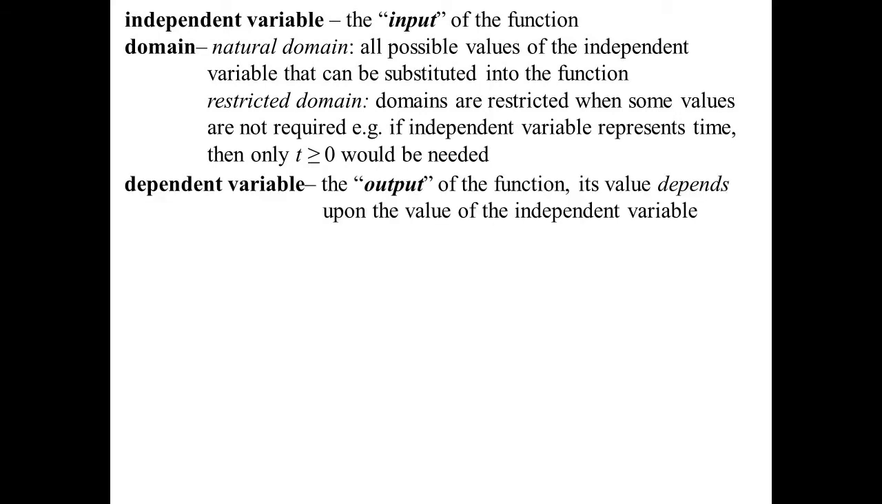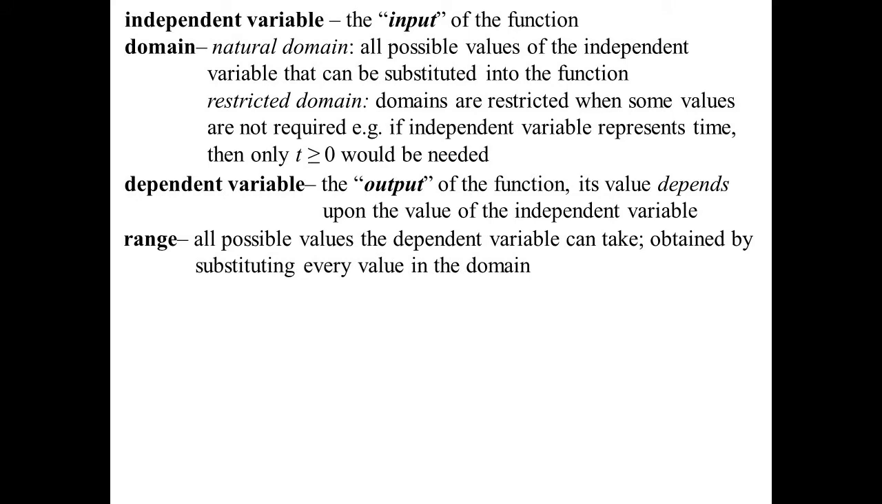Now, the dependent variable then is the output. Its value depends on what you substitute in. So that's what we call the dependent variable. And so when you're drawing your graph, the independent variable always goes on the horizontal axis, and the dependent variable always goes on the vertical axis. Range then is all the possible outputs, all the possible dependent variables. If you were to substitute every possible variable from the domain, all the possible answers you would get, that's the range of the function.